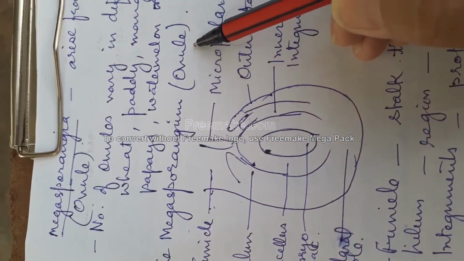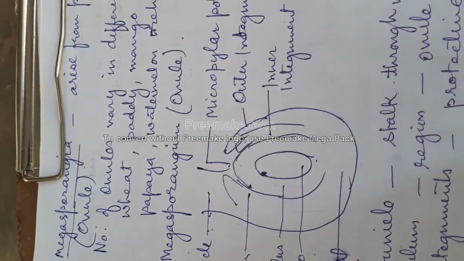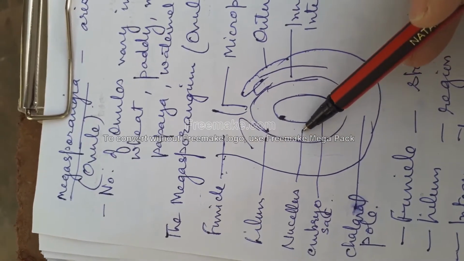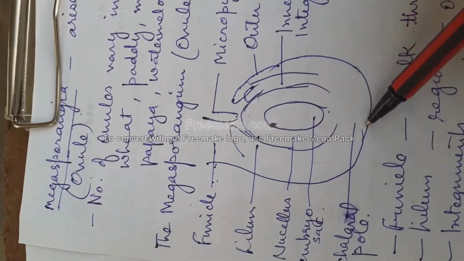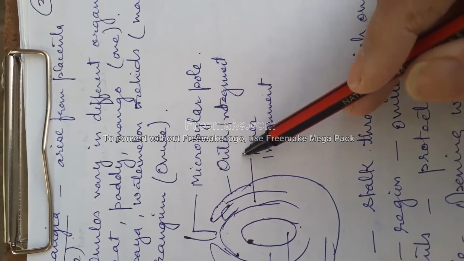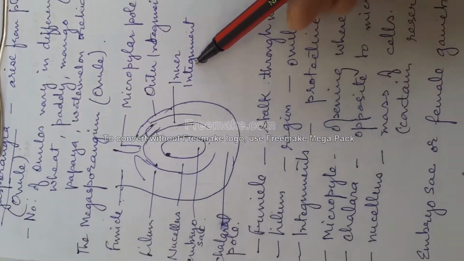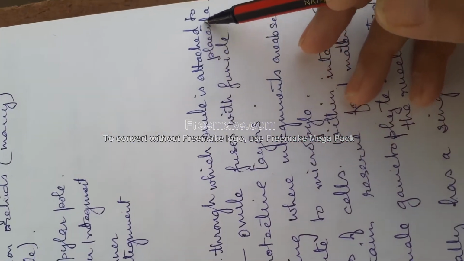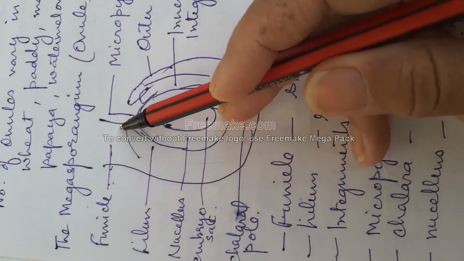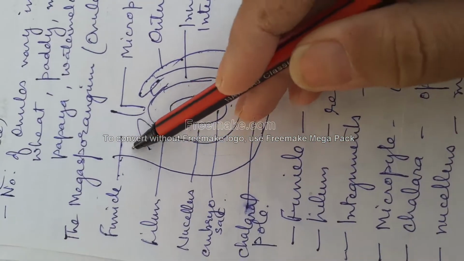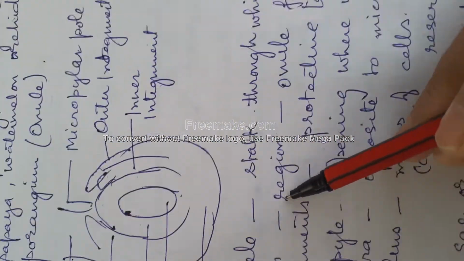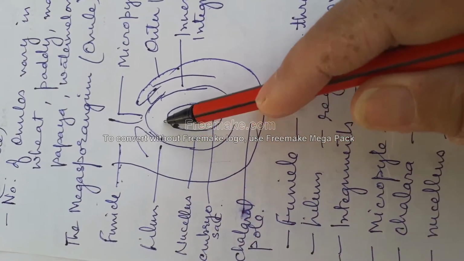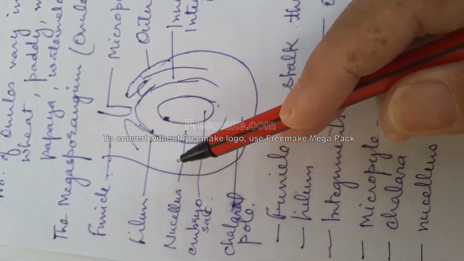Now, megasporangium or ovule, when you see the diagram, you'll find these various parts: funicle, hilum, nucellus, embryo sac, chalazal end, micropylar end, and the outer and inner integuments. Now, what is the function of all these? Funicle is a stalk through which the ovule is attached to the placenta. Hilum is a region where the ovule fuses with the funicle.